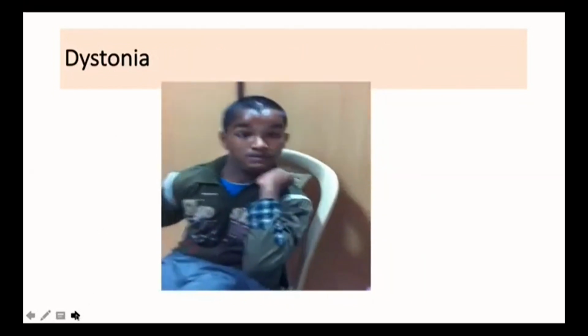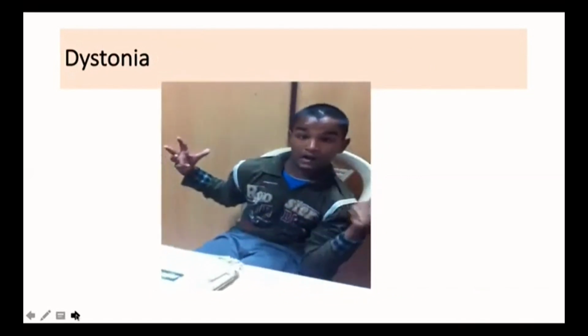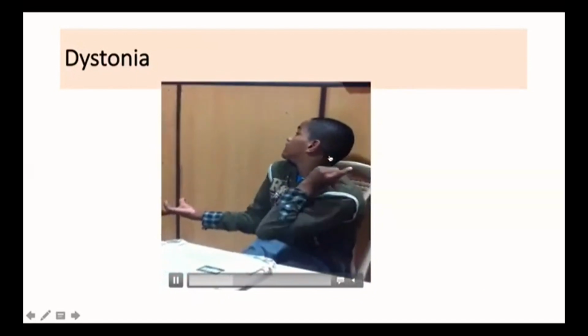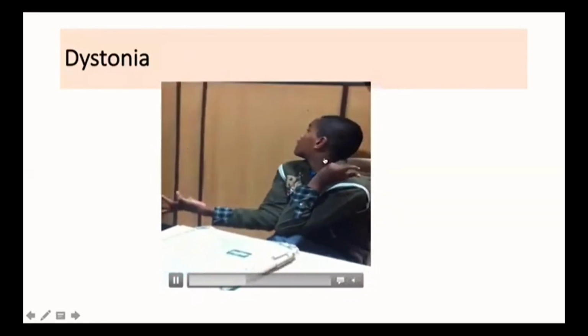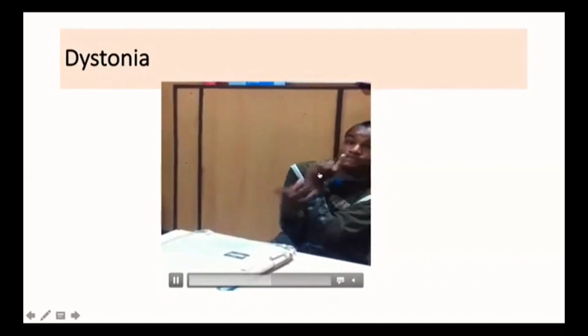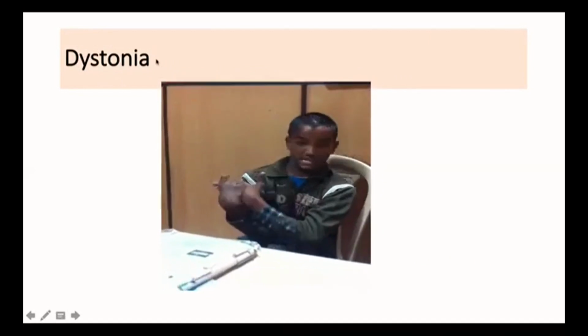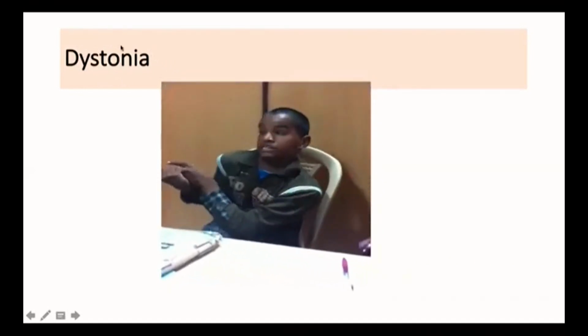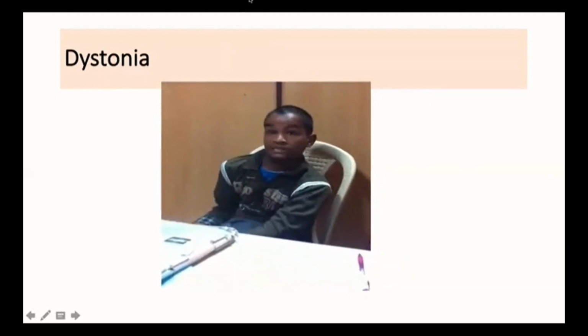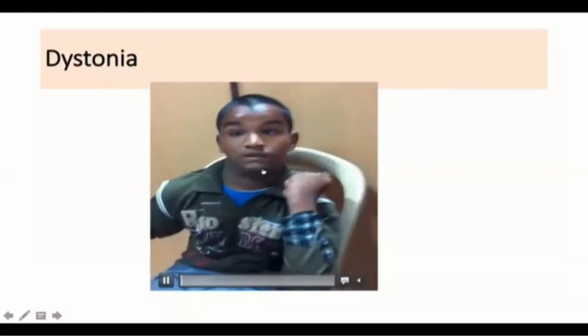So in this video, again, you can see how the child's hands are kept like this. See the way his neck is twisted and contorted. There are arrhythmic, sometimes sustained, sometimes intermittent twisting postures. So dystonia is not only stiffness, but in addition to stiffness, there is a lot of twisting. So this is a child with a bilirubin-induced brain injury.